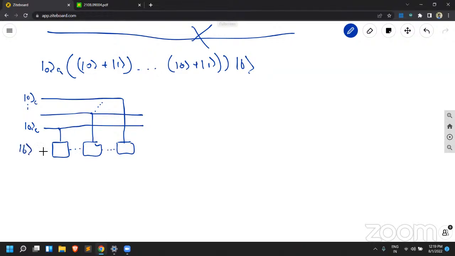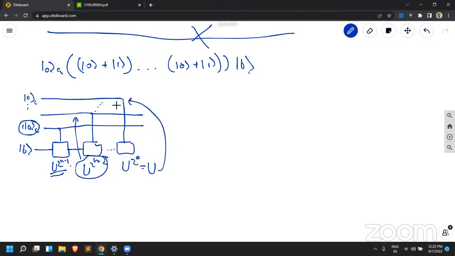This is our B. So first we apply it n minus one times. So what will happen? The phase from here will get back to this qubit. And if we are applying this one 2 to the power n minus 2 times, the phase of this will go back to this qubit. And so on. Last, we'll be applying it 2 to the power 0 times, that is only one time. And the phase of this will go to this part of the register one time.